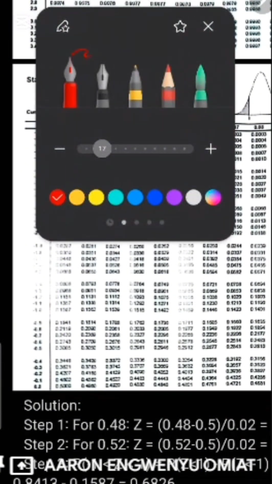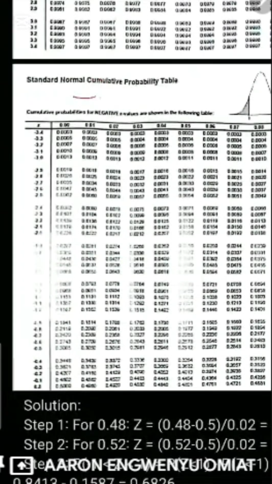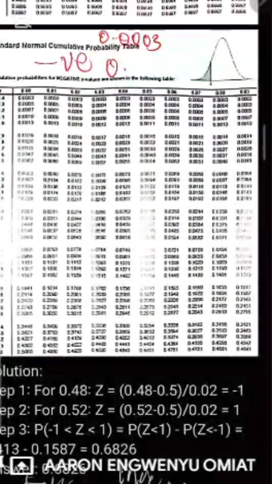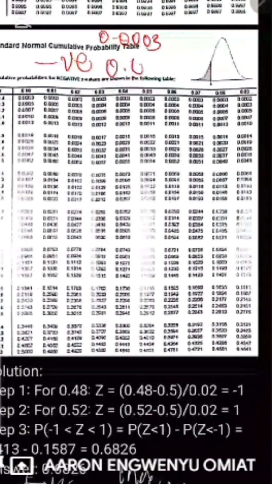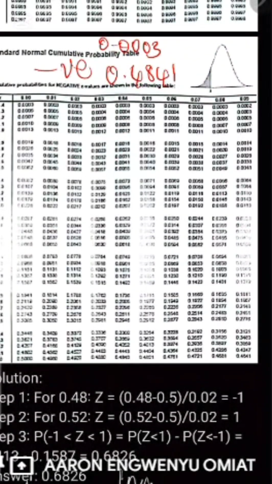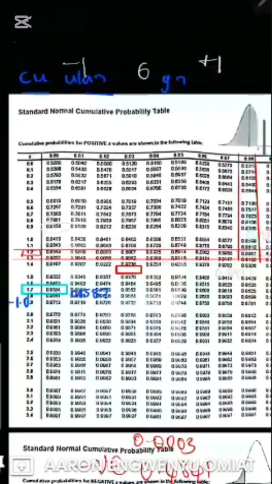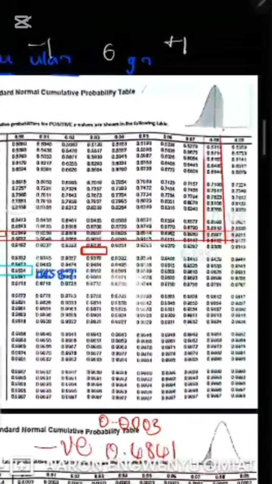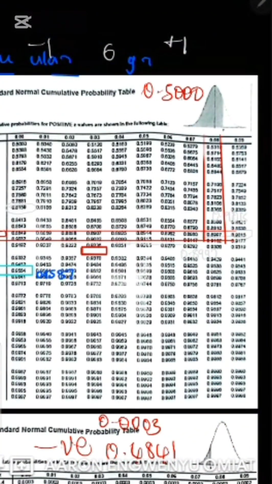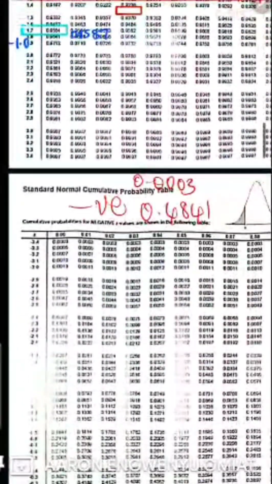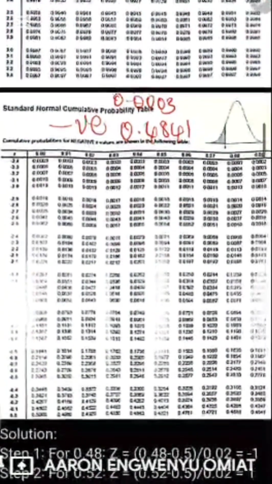Change the color. This is the negative one. The values run from 0.0003 to the highest value, 0.4841. And if you look at the positive table, the values run from 0.5000 to 0.9998. So we know that for 0.25, it is in the negative table.